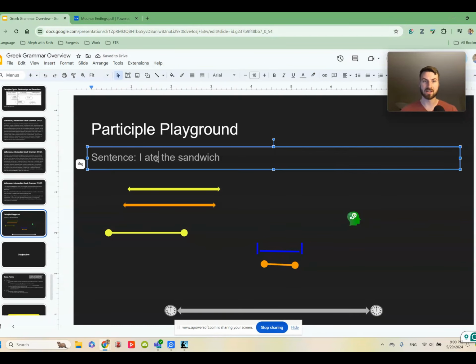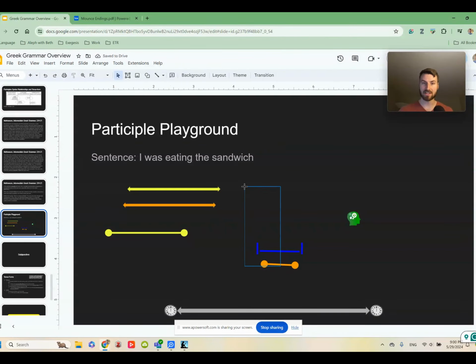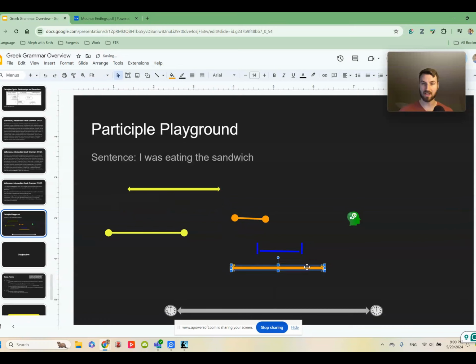Versus if I said, I was eating the sandwich, in that case we would put the imperfective aspect here. It'd be like this. Here's me. I'm thinking about a time in the past, and I'm referring to this time I was eating the sandwich. I'm not looking at the action as a whole. It's not completed. Maybe it's in process or something like that. So I'm viewing the action as it's going about.